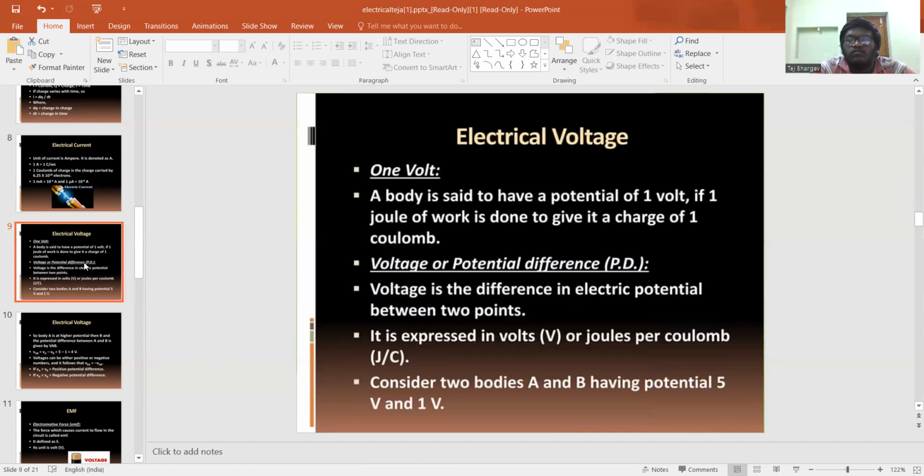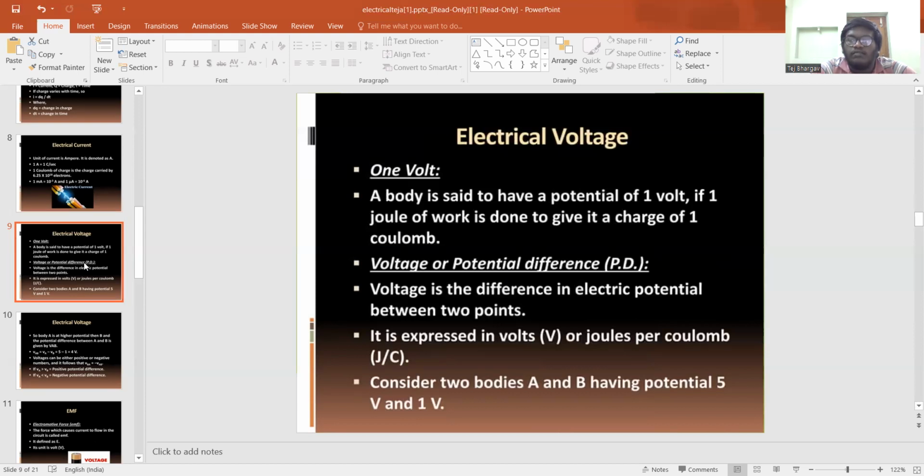Electrical voltage. A body is said to have a potential of 1 volt if 1 joule of work is to be done to give it a charge of 1 coulomb. Voltage or potential difference: voltage is the difference in electric potential between 2 points. It is expressed in volts, V, or joules per coulomb, J by C.